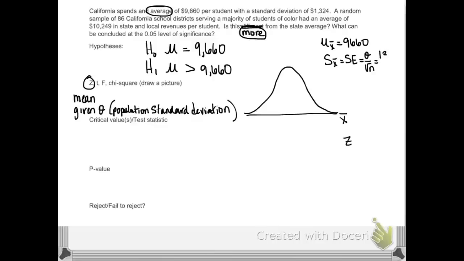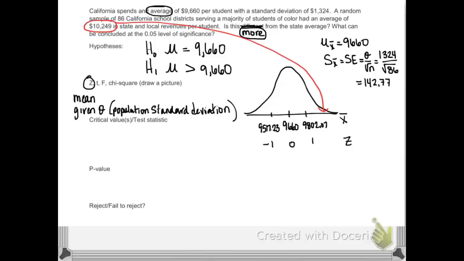So we assume that this is normal, or the central limit theorem says that if we have n greater than or equal to 30, then we have a normal distribution. The mean of the means is this population mean, 9,660. We're assuming the null to be true, and our standard deviation, or standard error, is approximately 142.77. So I'm going to do one standard deviation above and below the mean and compare where my sample is. My sample obviously lies to the right of this. It's definitely greater than z equals 1. It's definitely more than one standard deviation away.